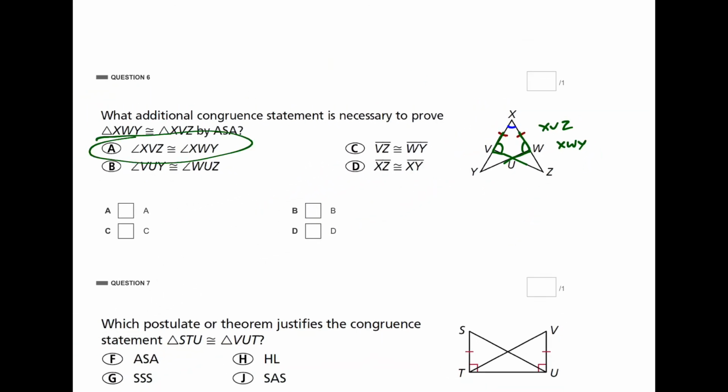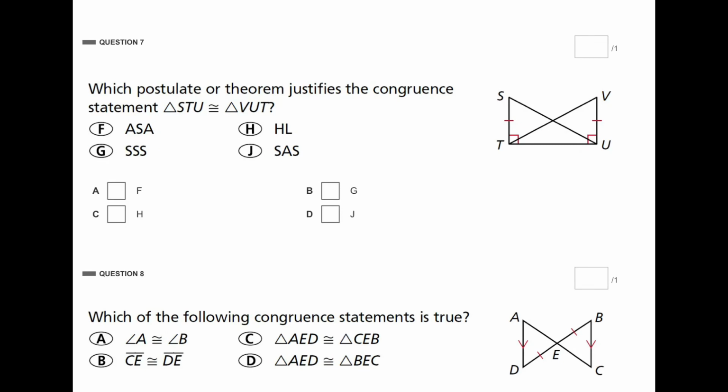Choice A. So how can we justify STU is congruent to VUT? It looks like they share this side. Looks like they both have a 90-degree angle, and then we also match up this side. So I would say side angle side.